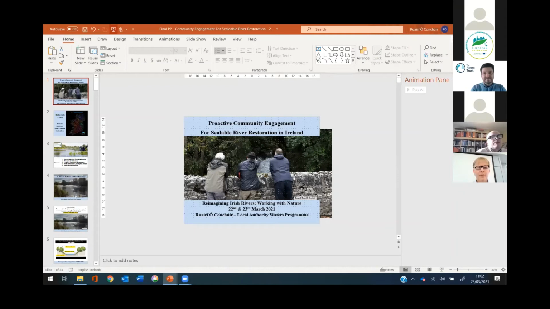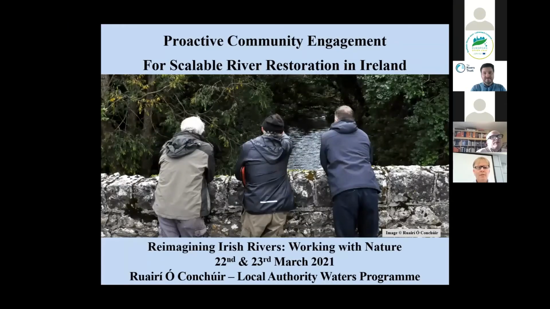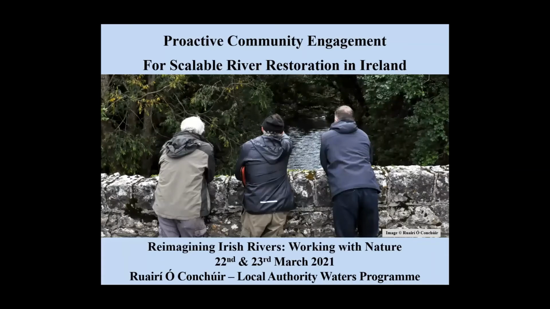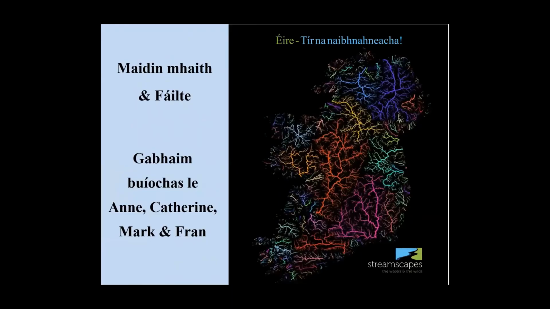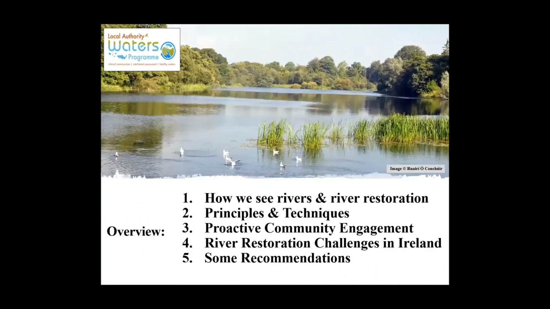So my presentation is focusing on proactive community engagement for that scale of river restoration. And I just want to show this map that Catch, Mark, Fran and I have, a Streamscapes map, Éire Tír na hAibhneacha, and I just think it's a stunningly beautiful map, which highlights the beauty and the sheer scale of our rivers. So what I want to touch on is how we see our rivers, how we perceive our rivers, and how we understand river restoration. I want to talk a little bit about principles and techniques, about proactive community engagement, some of the challenges we're facing, and then a few recommendations.